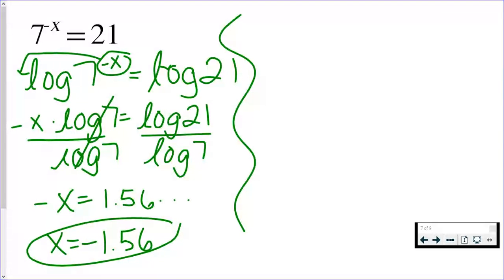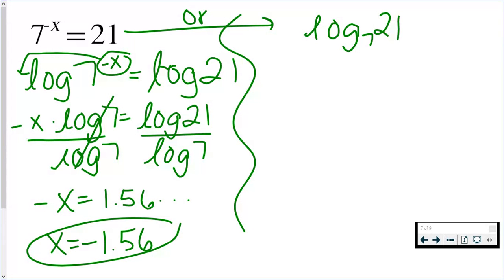Your other option is to convert to log form. This would turn into log base 7 of 21, and that's equal to negative x. If you go through the same steps that I just did, you use the change of base formula, which gives you log of 21 divided by log of 7, and you can see that it's very similar to the first method that I used.